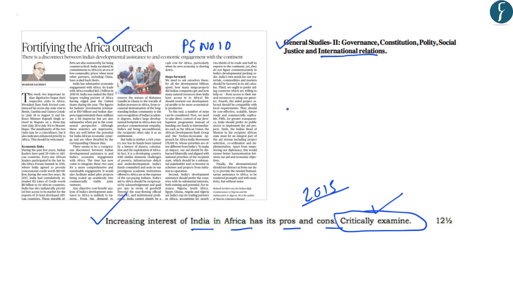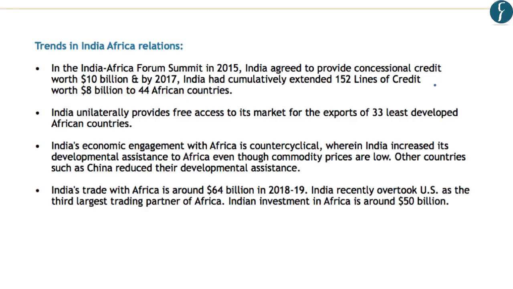And this relationship looks like a one-off relationship where India is only providing the assistance without a proper and proactive engagement by the African countries. So regarding these trends between India and Africa, the author has highlighted that in the India-Africa Forum Summit in 2015, India agreed to provide concessional credit worth $10 billion. And by the year 2017, India had cumulatively extended 152 lines of credit worth $8 billion to 44 African countries. So this shows the quantum of economic assistance which India provides to Africa and various African countries.